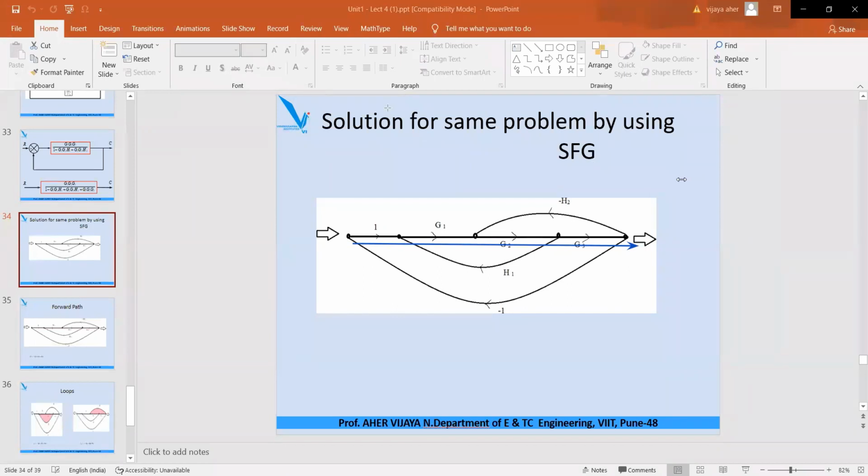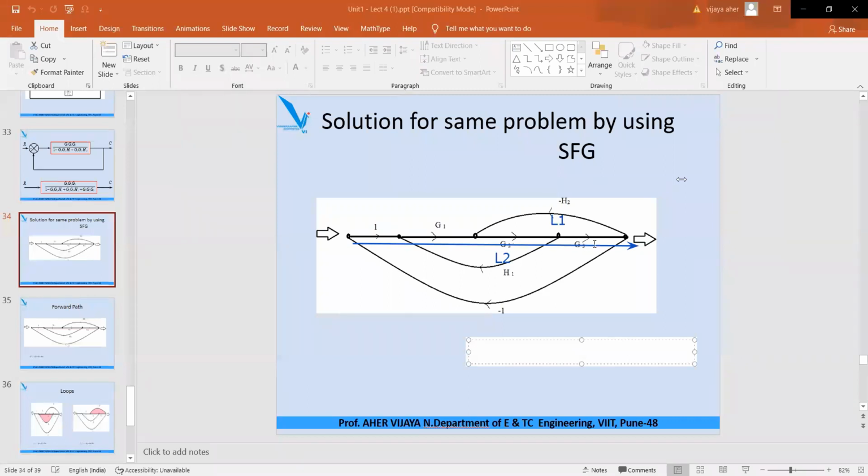2 loops, बघा loops कुठले कुठले आहेत. This is loop number 1. L1 म्हणते मी, L1. हा जो आहे हा आहे L2, and this one is nothing but L3. बरोबर? Now what is transfer function for L1?